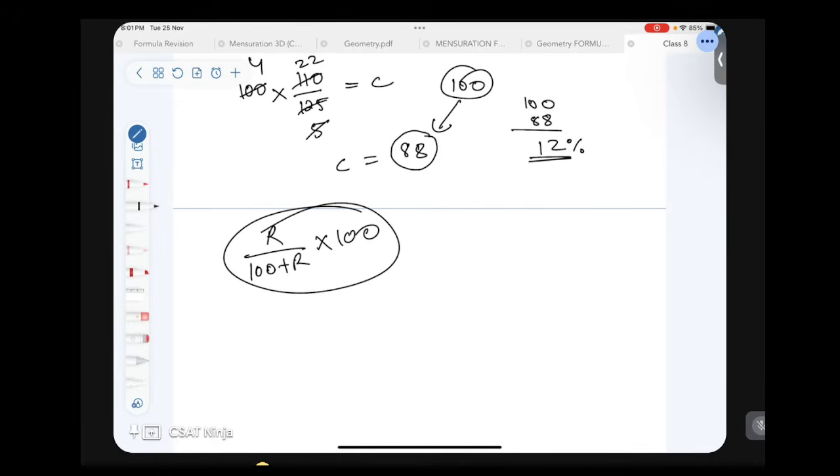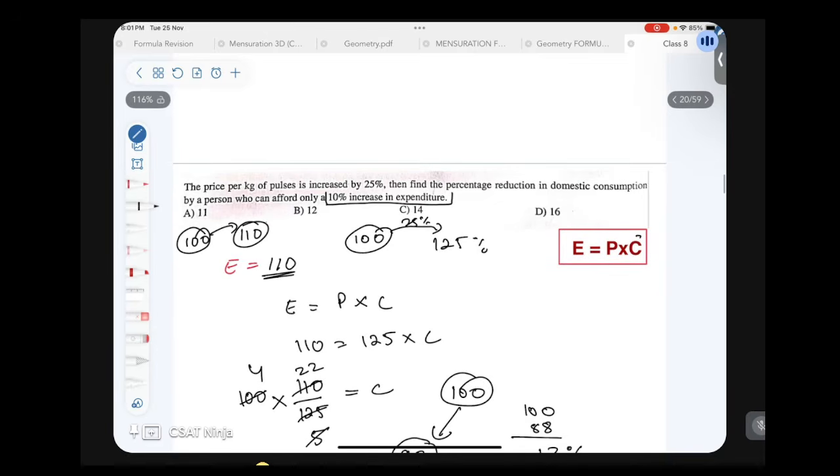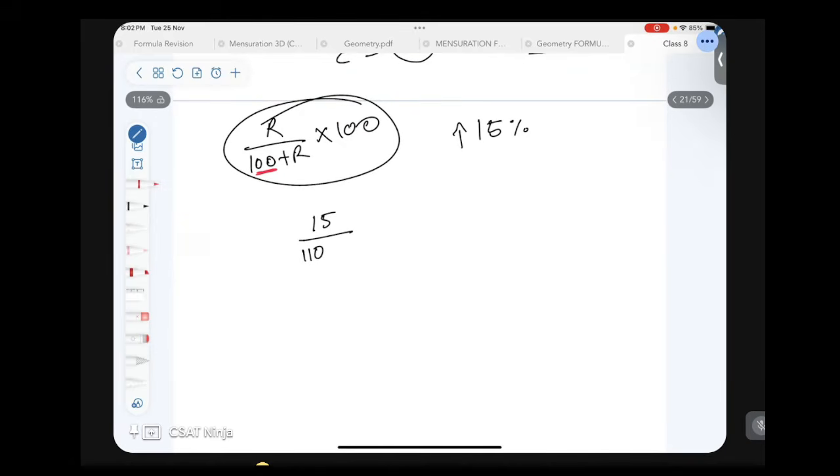This was the formula. Remember one thing, there was an increase of 15%. The question says there was an increase, and in place of this 100, I'll use 110. Why? Because he can afford till 110. The question says a person can afford only a 10% increase in expenditure. 10% increase in expenditure means if it was 100, it is 110. So he can afford till 110. So that's the reason why I'll use 110 there.